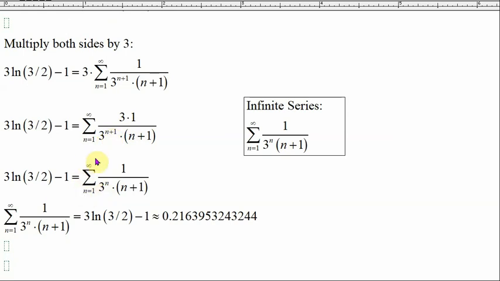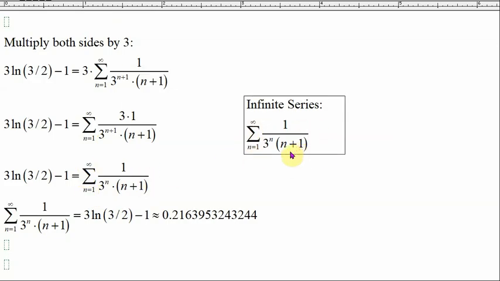Now we can see that this series looks exactly like what we're looking for. Therefore the series with the expression 1 over 3 to the n times n plus 1 is equal to 3 times the natural log of 3/2 minus 1, which is approximately 0.21639. And that's the end of the video.